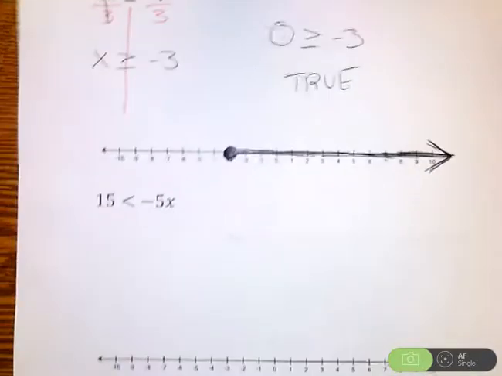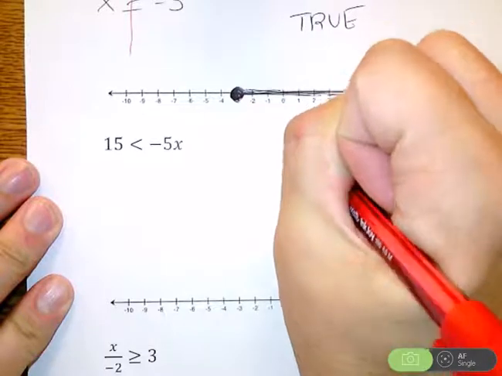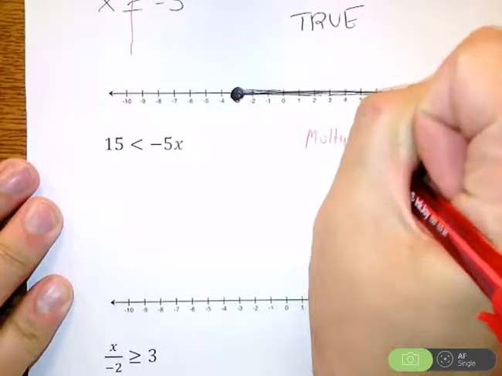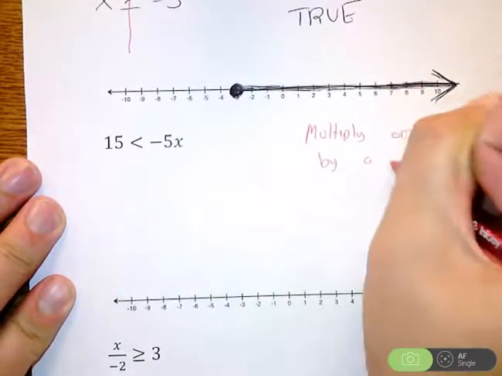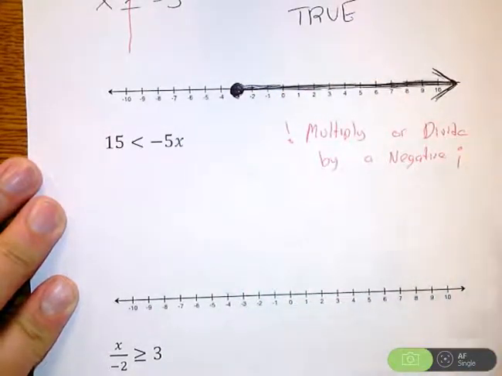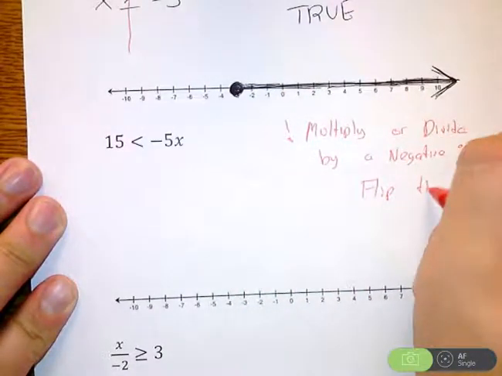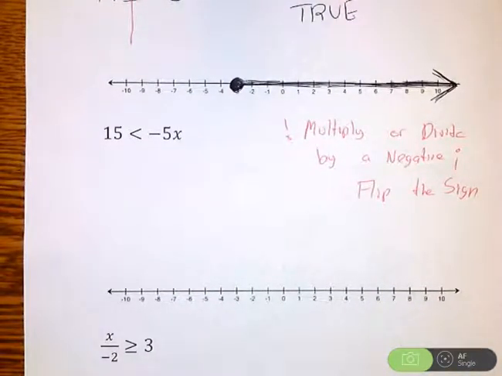Now, this next problem, you might be like, all right, I get it. What's the point? Next problem, we're going to start exploring a few little interesting ideas. And everyone, it's a common rule, but it's commonly forgotten when dealing with inequalities. It is that whenever you multiply or divide by a negative, you're going to flip the sign. So multiply or divide by a negative, flip the sign.